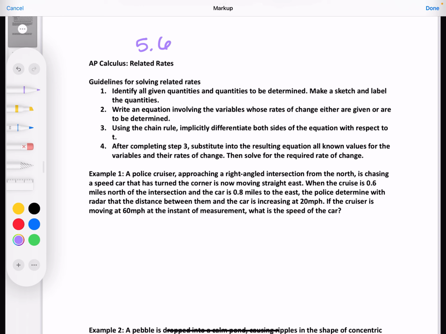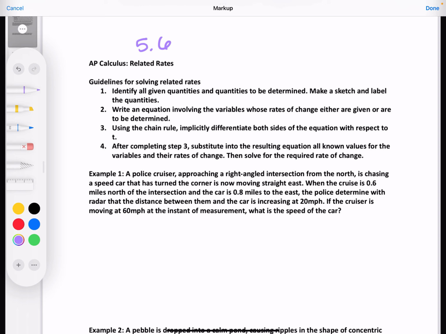Alright, so guidelines. Identify all given quantities and quantities to be determined. Make a sketch and label the quantities. Write an equation involving the variables whose rates of change are given or to be determined. The rates of change are going to be your derivative values that you're given. Using the chain rule, implicitly differentiate both sides of the equation with respect to t. So pretty much everything is with respect to time.